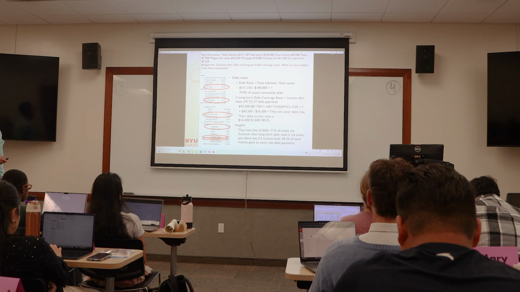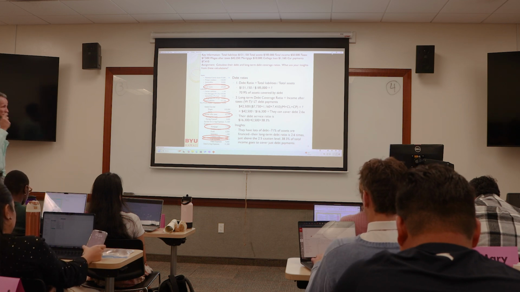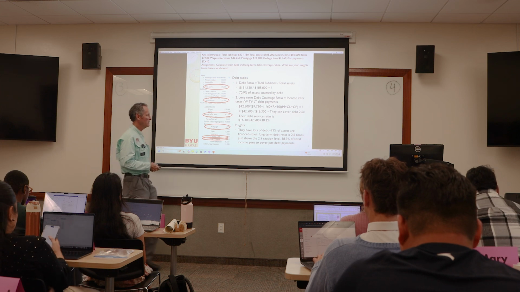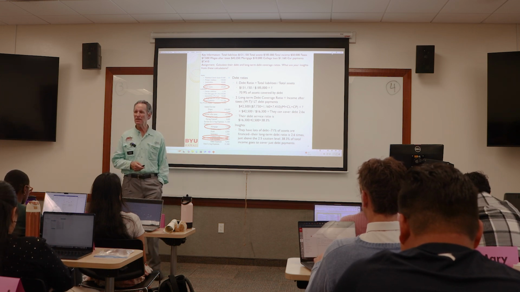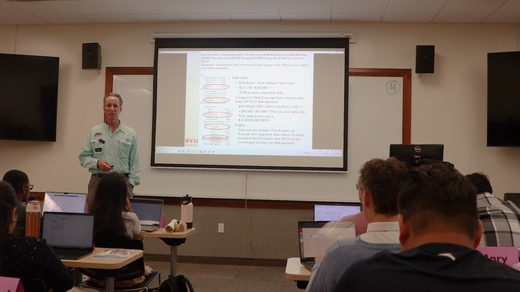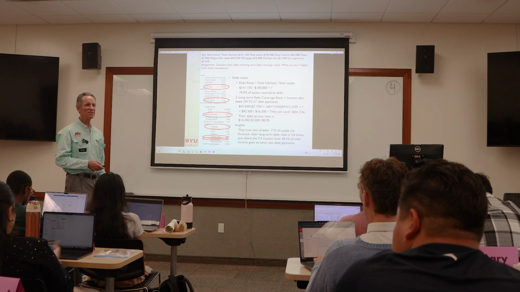So insights, lots of debt. They're just above the 2.5 ratio. At 40%, once you have 40% of your income going toward long-term debt payments, the banks will no longer lend to you. So realize that they're right on the edge.